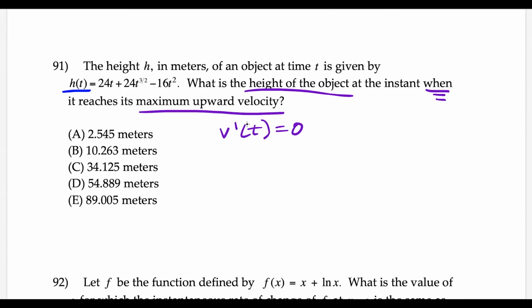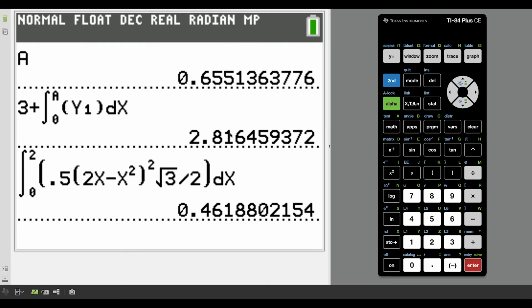So we could say when is v prime equal to 0? Or we could even say when is the acceleration function equal to 0? Because acceleration is the derivative of velocity. And whatever time we get for that, we're going to plug that back into the original. Now we are still in the calculator section.